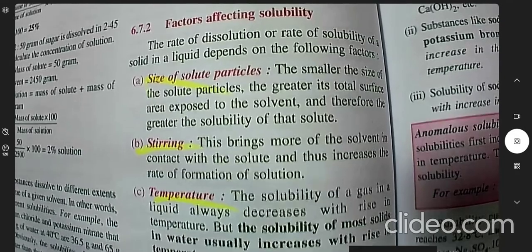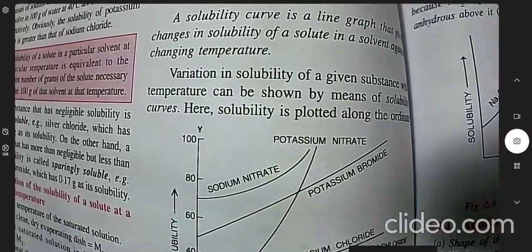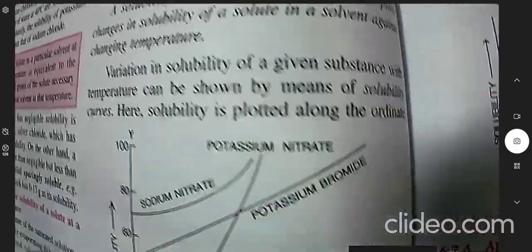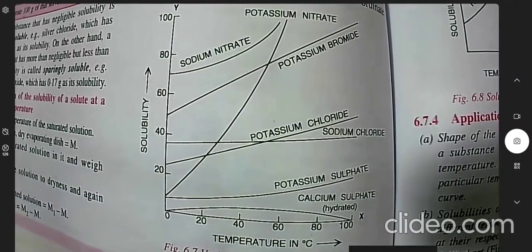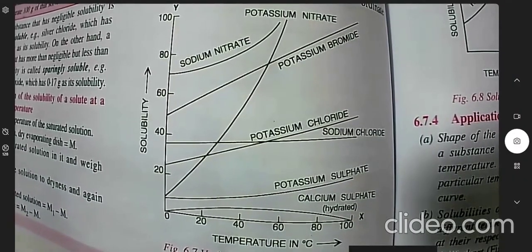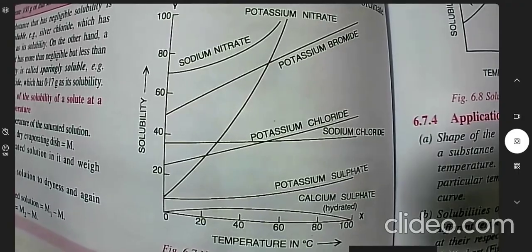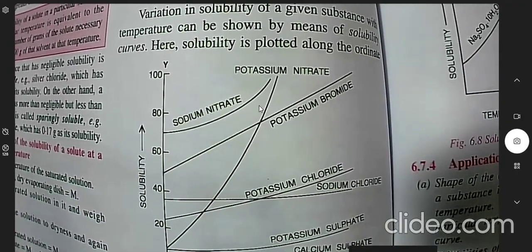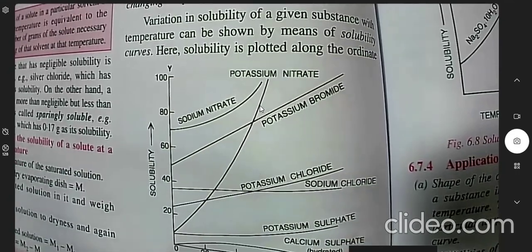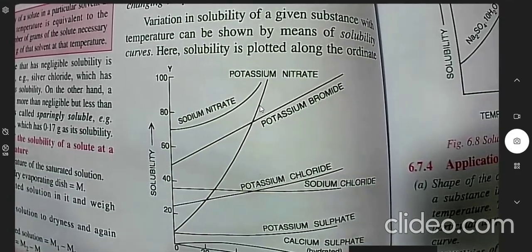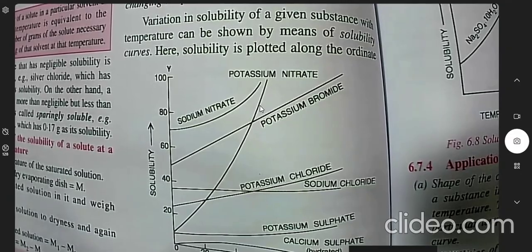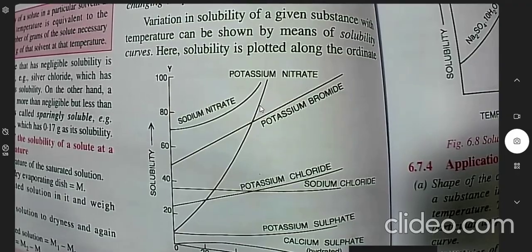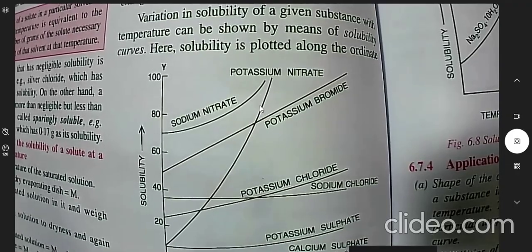Most of them. Actually, what happens is some are like, if you notice, the sodium nitrate, but calcium sulfate is reducing. Most of them increase, but some decrease. Like this is increasing: sodium nitrate, potassium bromide, sodium chloride. The increase in sodium chloride is not much. Potassium sulfate is, but calcium sulfate is decreasing. Only a few will generally decrease.